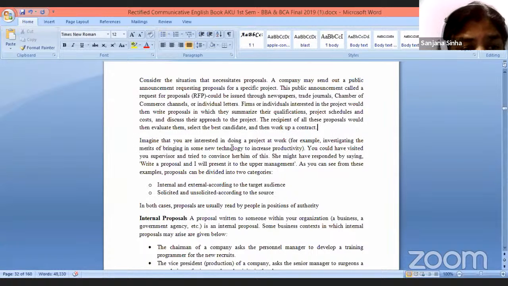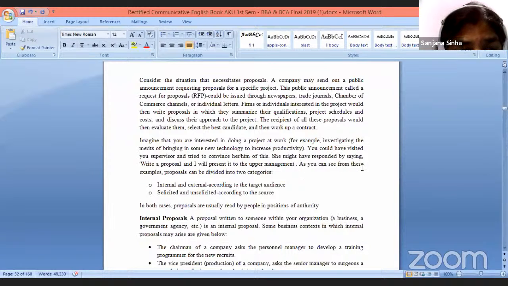Imagine that you are interested in doing a project at work, for example, investigating the merits of bringing in some new technology to increase productivity. You could visit your supervisor and try to convince him or her of this. She might respond by saying, write a proposal, and I will present it to the upper management.